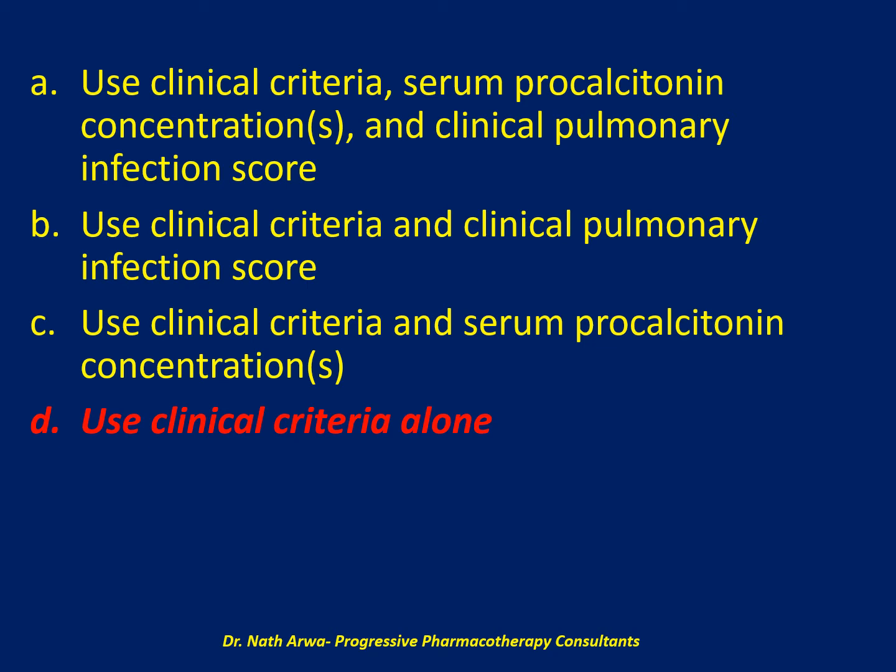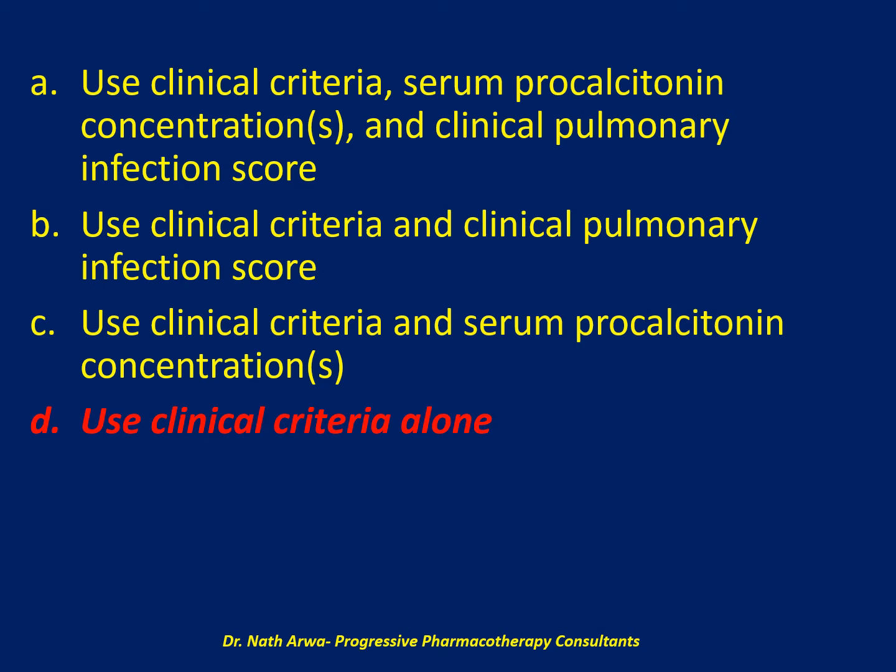So D is the correct answer. Use of clinical criteria alone. Remember, the current IDSA and American Thoracic Society guidelines for the management of adults with hospital-acquired and ventilator-associated pneumonia recommend that diagnosis of VAP be based on clinical criteria alone. I would refer you to read it.